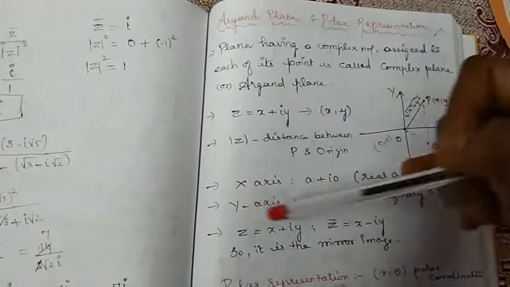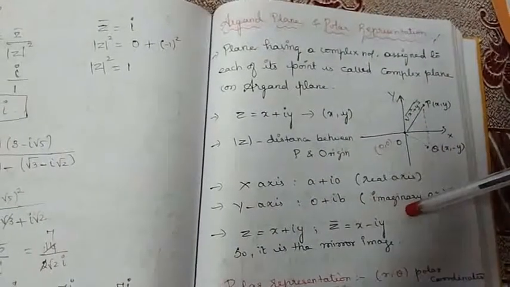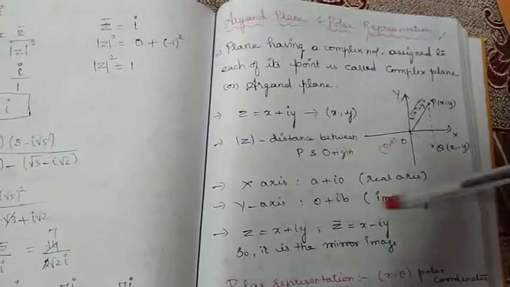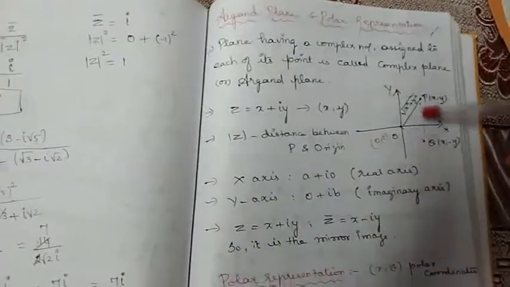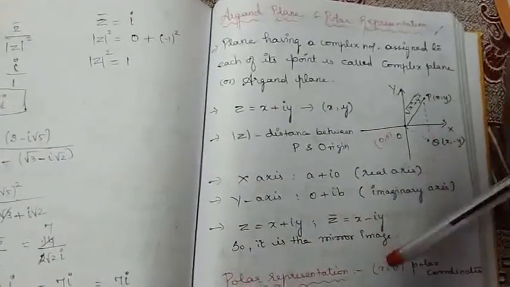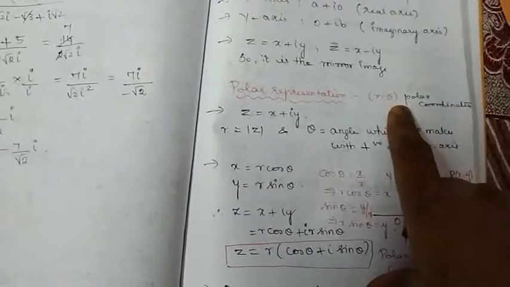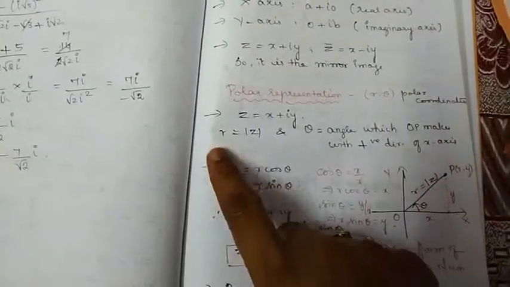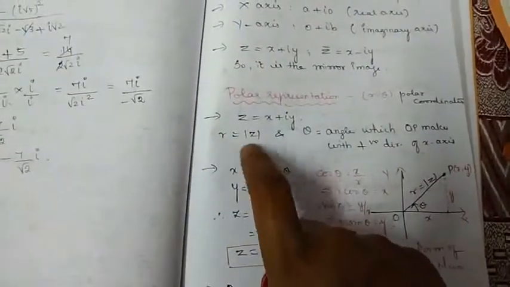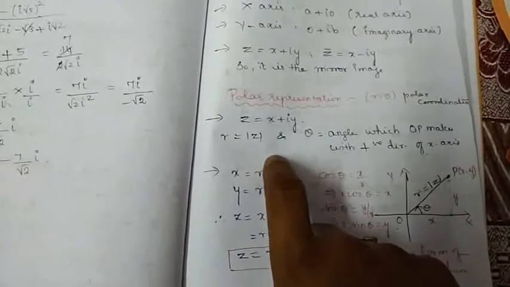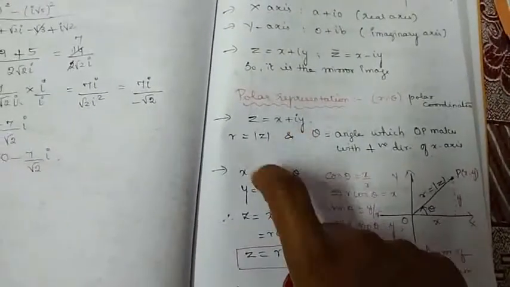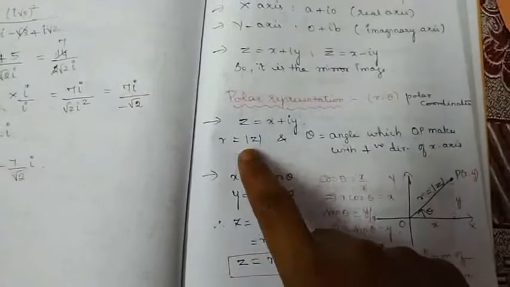And z is x plus iy and z bar is going to be x minus iy. So it is the mirror image. We will call the conjugate the mirror image. Now how to express it in the polar form? The polar coordinates are r comma theta. What is r? R is modulus of z, which means square root of a square plus b square. If you express it in x and y, then square root of x square plus y square is r.